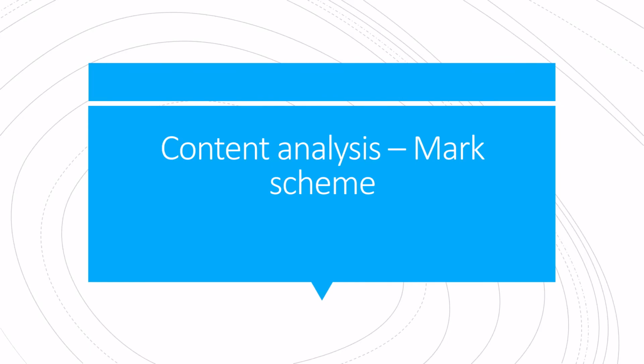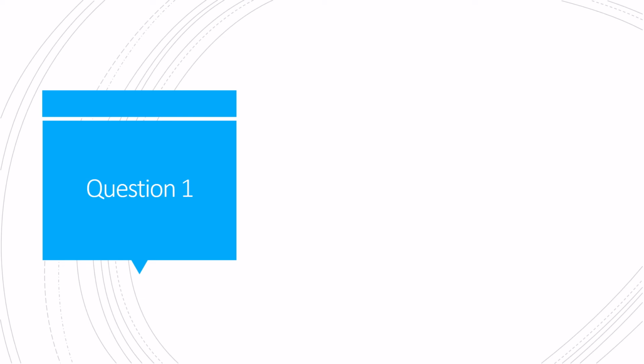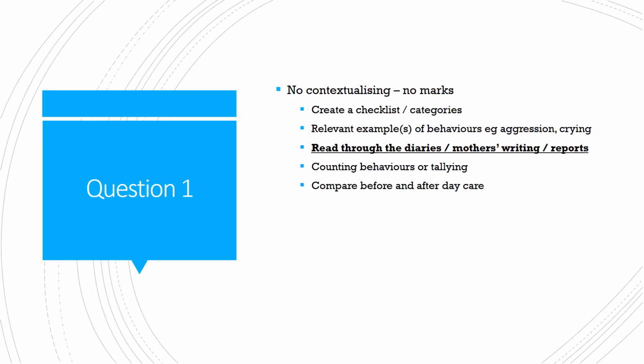Let's have a look at the first question, or the first part of the first question, because there's only one question, isn't there? So immediately the first thing I would like you to do is check whether you have contextualised. If you haven't contextualised, you don't get any marks, which I know is really frustrating, but we keep hammering it home, keep practicing it. Have you linked it back to the stimulus? So have you referenced diaries, mother's writings, reports, children, daycare, anything like that? Without mentioning any of that, if it's just a generic list, then you don't have any marks, okay?